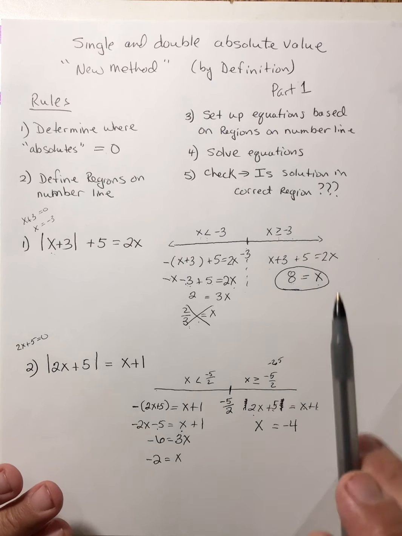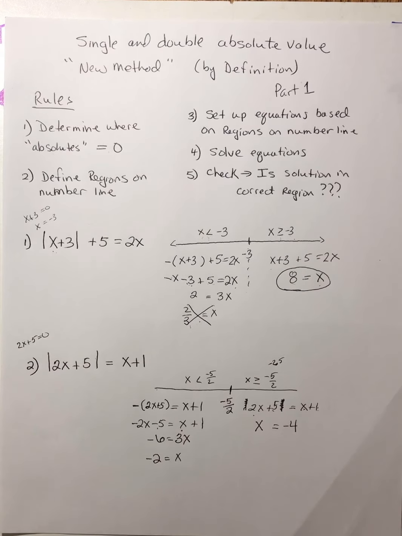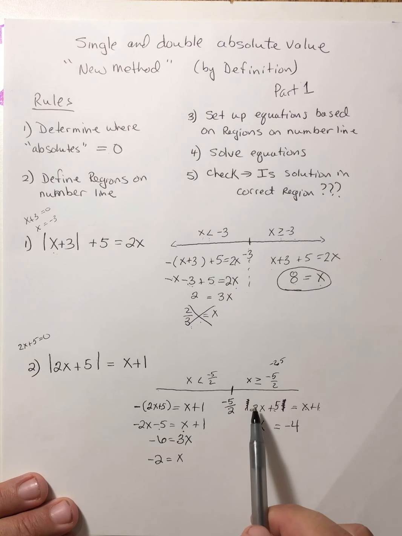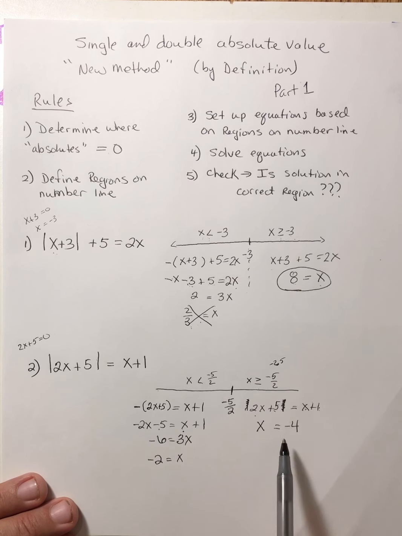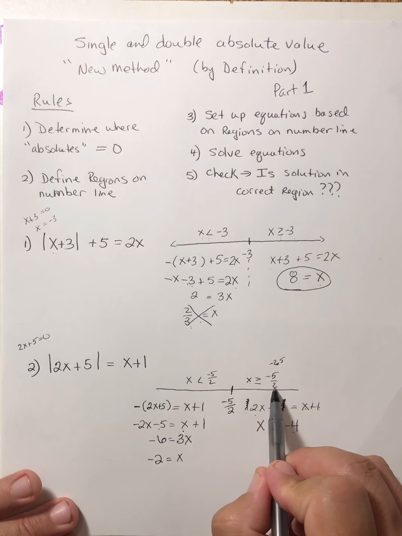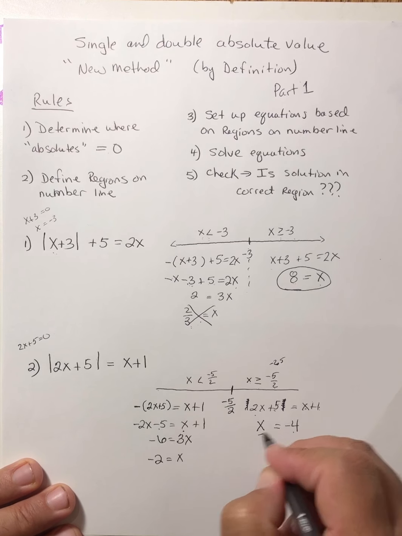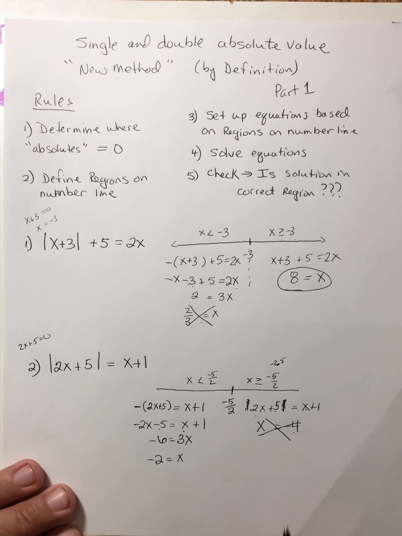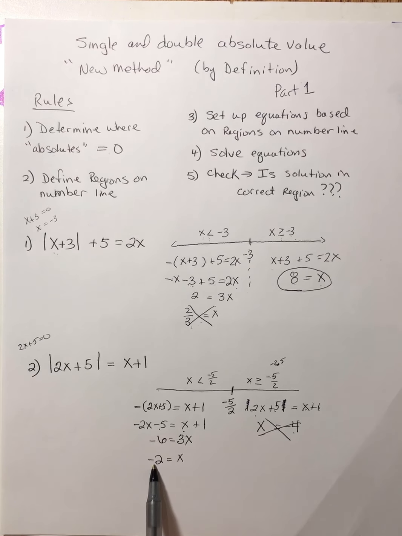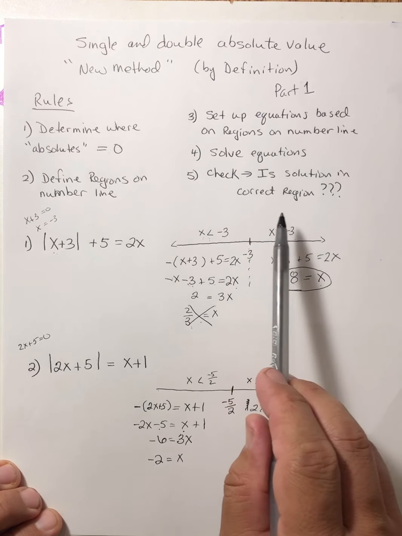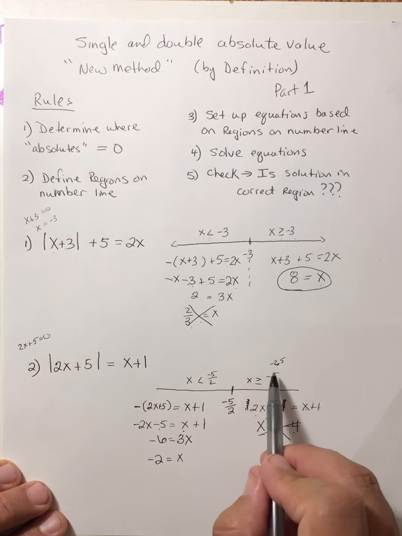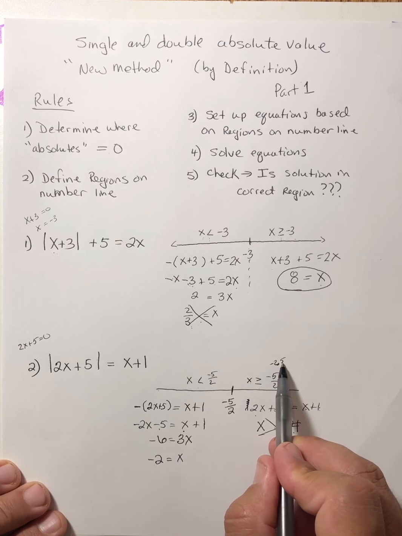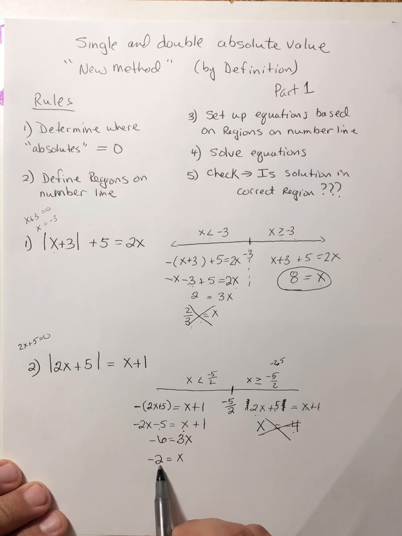Now I'm going to do my check. Are these in the correct region? So here we go. On the right-hand side, our answers are supposed to be greater than or equal to -5/2. -4 is not bigger than -5/2. So this is not an answer. All right, now -2. Is -2 in the correct region? So is -2 less than -5/2? No, it is not. Remember, -5/2 is -2.5. So -2 is in the wrong region.